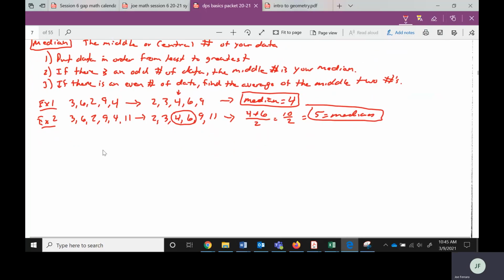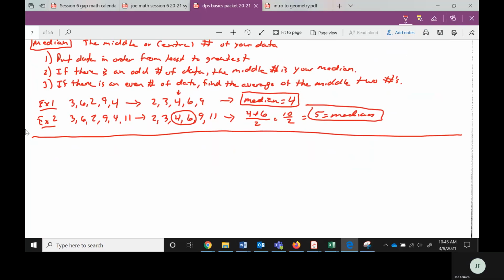The next one. Mode. Generally, this is probably the easiest one to find. It's the number that appears most often in your data. Okay, so let's just look at a couple examples.